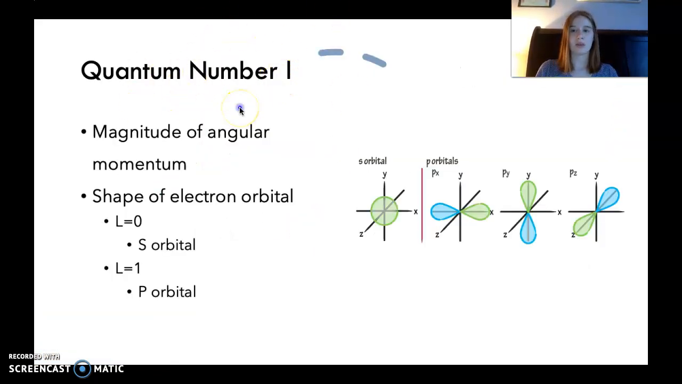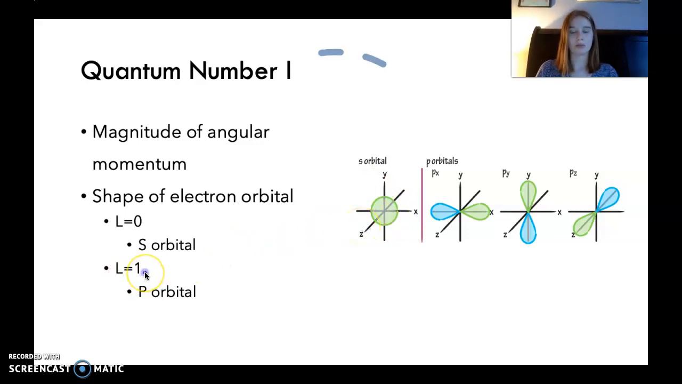The next number that we're going to talk about is the quantum number L, and this one is just used to describe the magnitude of the angular momentum. Magnitude, not direction. So as the magnitude of this angular momentum changes, this changes the shape of the electron orbital. So for a value of L equal to 0, we have an orbital which we call an s orbital. And this just looks like a simple sphere, as shown here. So it's like a big spherical bubble of electrons around the nucleus.